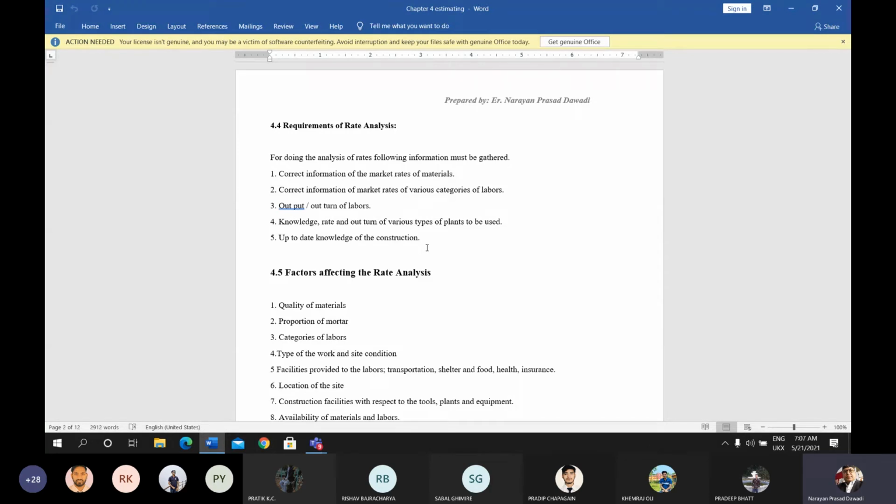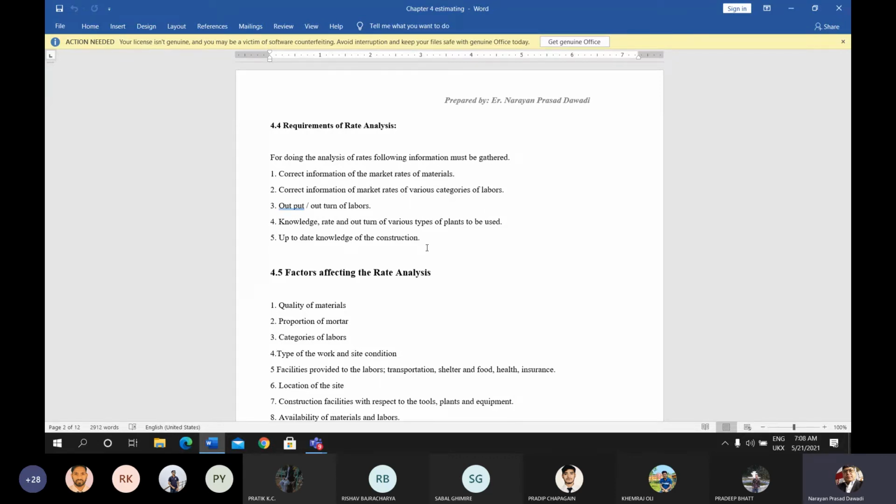Output or outturn of the labor. Output or outturn of the labor means the capacity of doing work by the labor in a day. What is the capacity of the labor doing work in a day? That is, the skilled manpower, unskilled manpower, they have their own work.